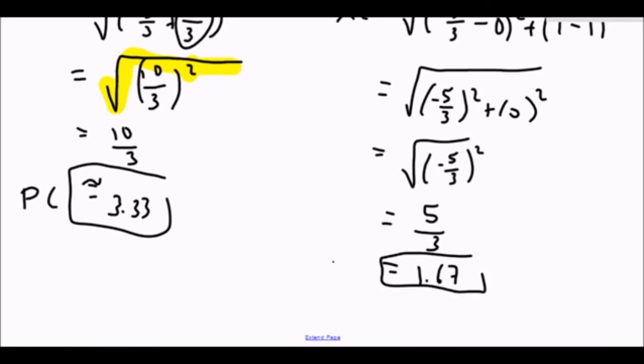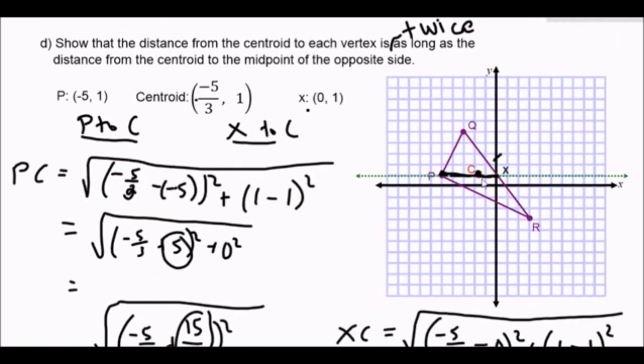And now if you compare my two answers, you can clearly see, or hopefully clearly see, that 10 over 3 is twice as big as 5 over 3. Or if you wanted to, on your calculators, you could confirm that 3.33 is pretty much double 1.67. So that was just for the median line through P and X. It says show that the distance from the centroid to each vertex is twice as long. So I'm going to have to do the same thing for the median from Q and the median from R.